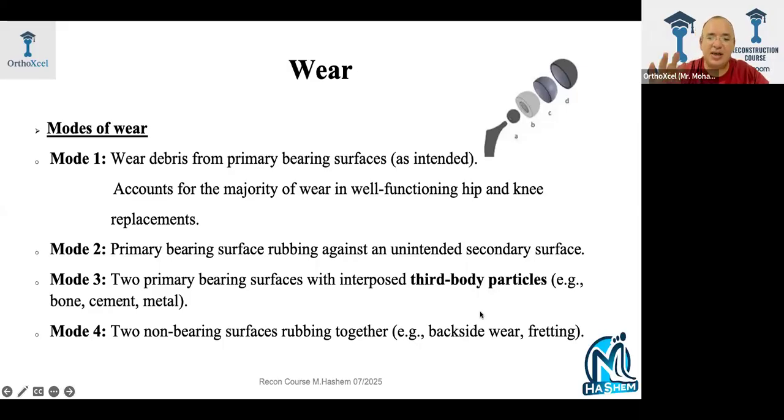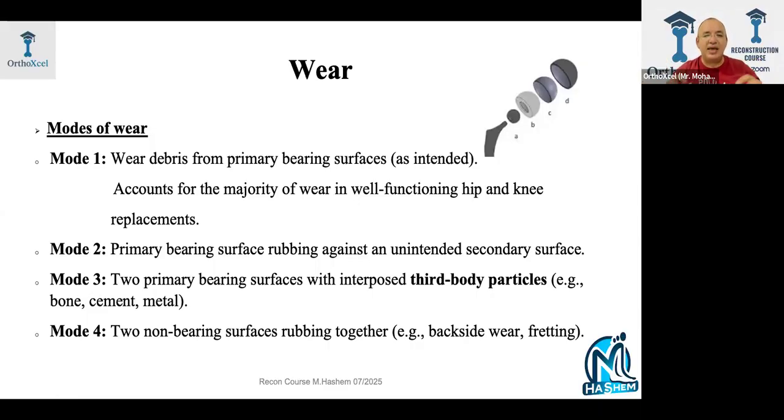So again, wears are 4 types. Type number 1, if I know from the time I manufacture the material that any material in this world will have some wear to a degree, which is the intended wear. As you know, with an insurance company, you'll not be paying for wear and tear, because we all know there is no material without wear. This type of intended wear is mode 1 wear.